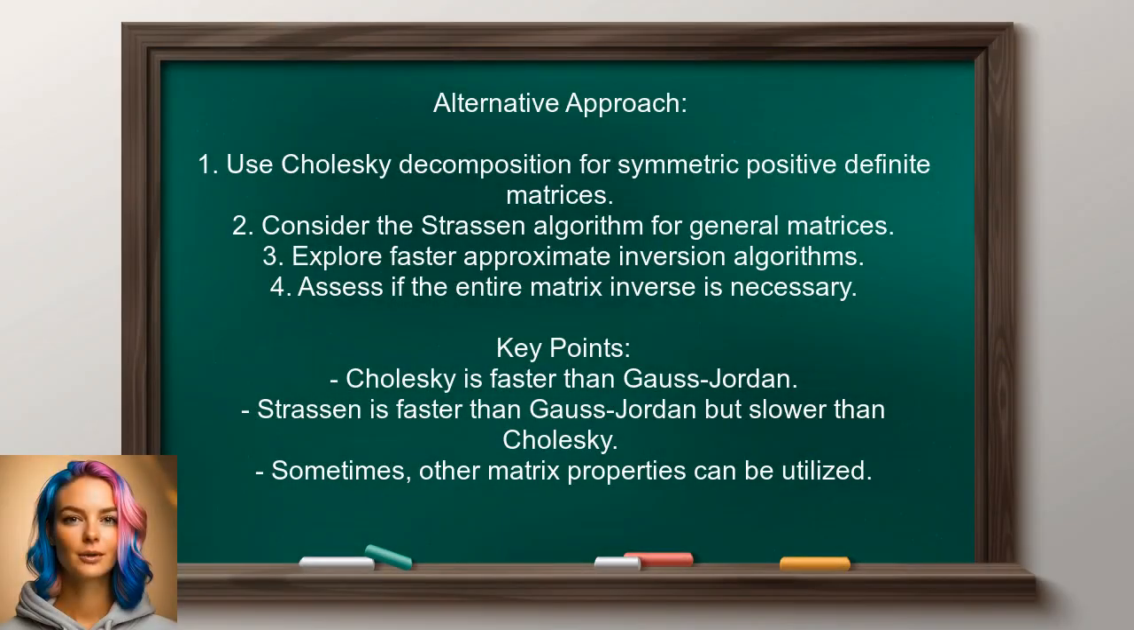An alternative approach suggests considering the properties of your matrix. For symmetric positive definite matrices, using Cholesky decomposition can provide a faster inversion method than the Gauss-Jordan method. For general matrices, the Strassen algorithm is faster than Gauss-Jordan, but slower than Cholesky. If exact results aren't necessary, there are faster algorithms for approximate inversions.